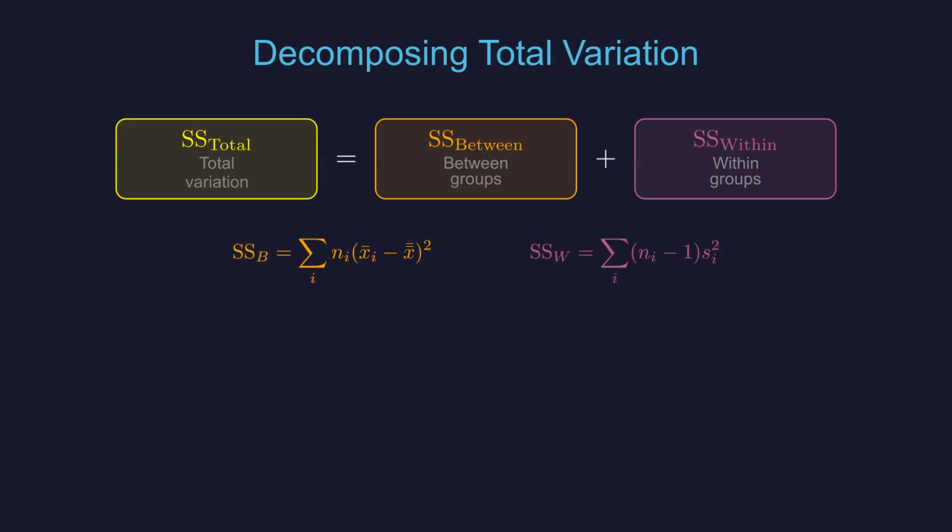SS between sums the squared deviations of each group mean from the grand mean, weighted by sample size. SS within sums the within-group variances.